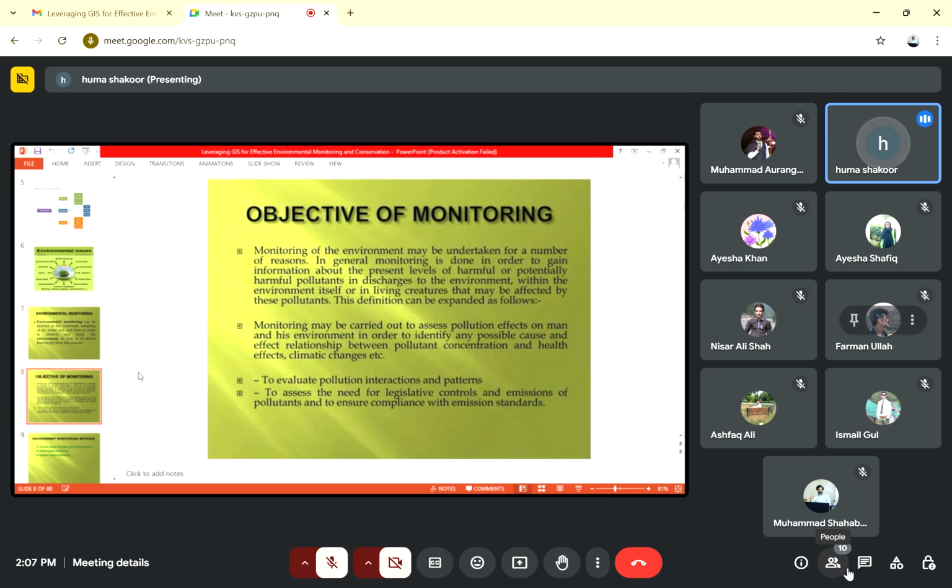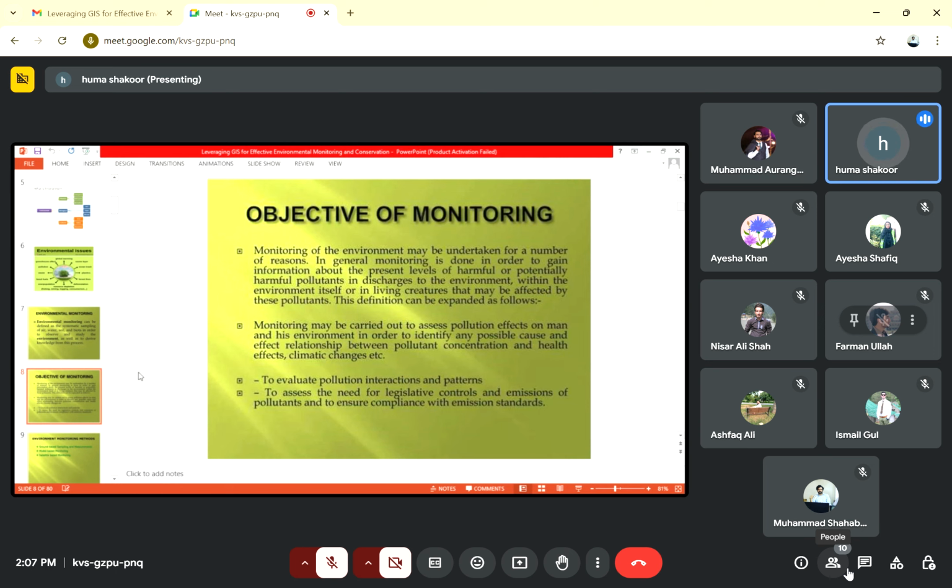In general, monitoring is done in order to gain information about the present level of harmful or potentially harmful pollutants in discharge to the environment, within the environment itself, or in the living creatures that may be affected by these pollutants. These definitions can be expanded as follows.